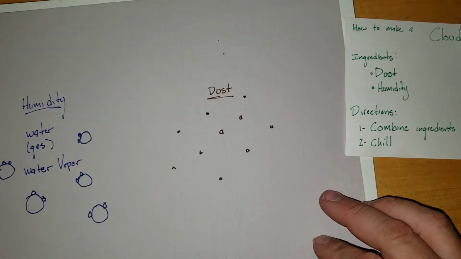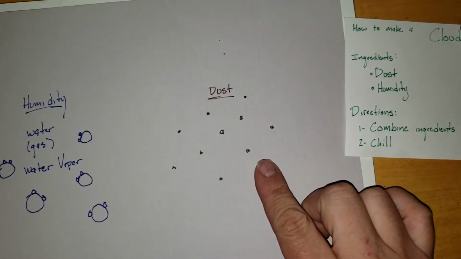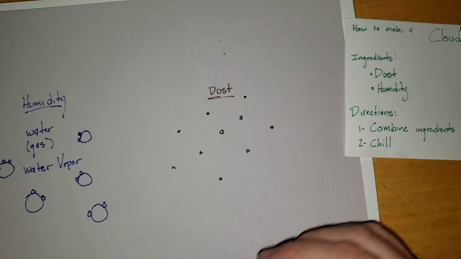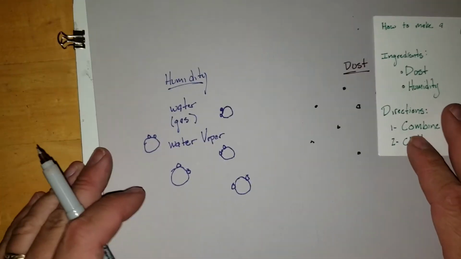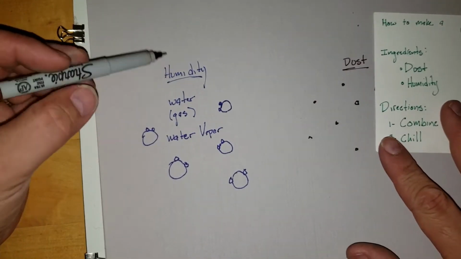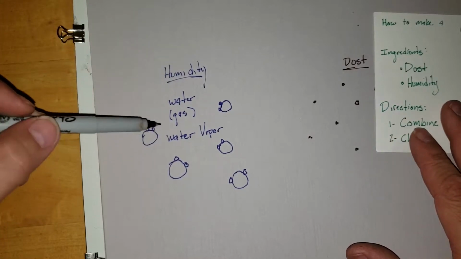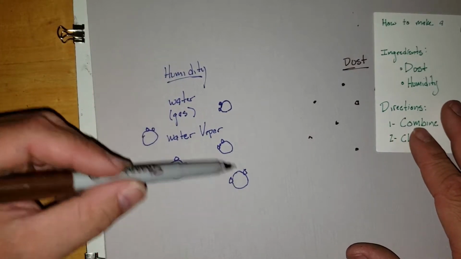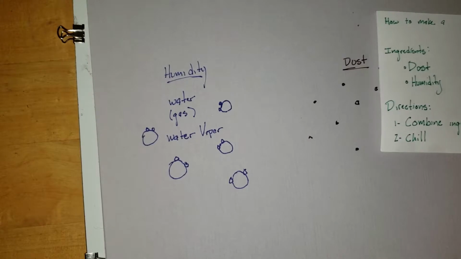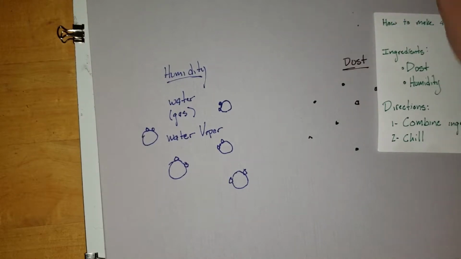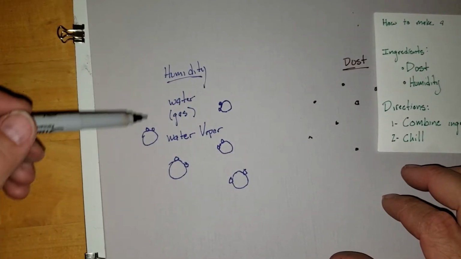So we've got our two ingredients. We've got dust. Some places we have more, some places we have less, but pretty much everywhere we have some. And we need humidity, and that's water as a vapor, these free molecules floating around. When you exhale, you send water vapor into the air. You can't see it. These are invisible.